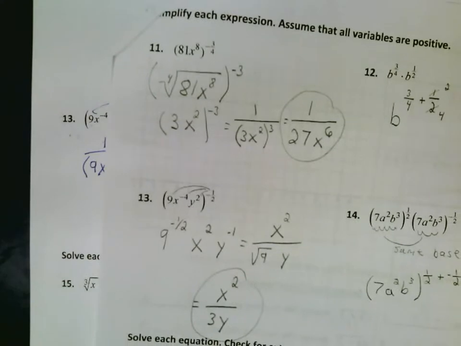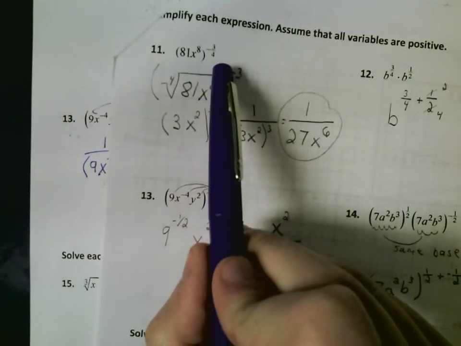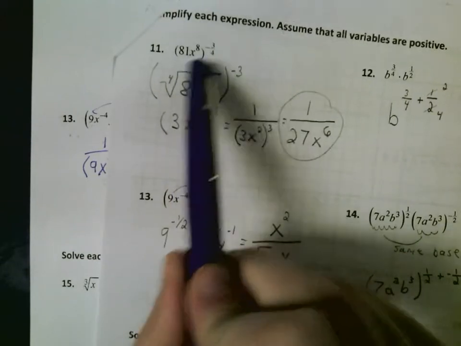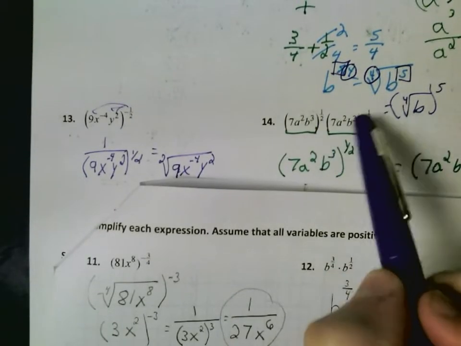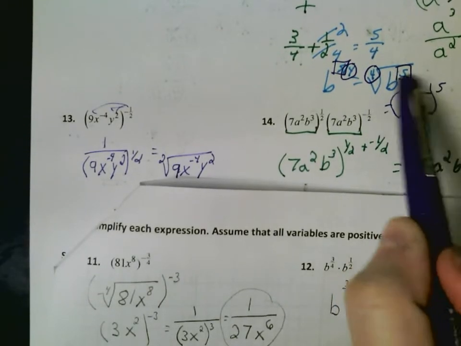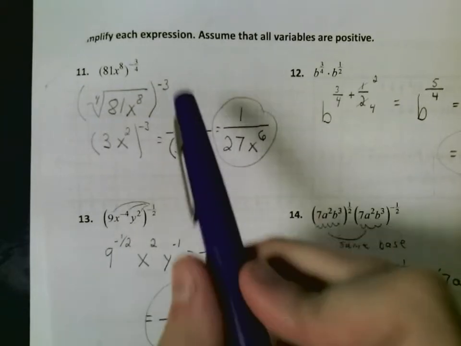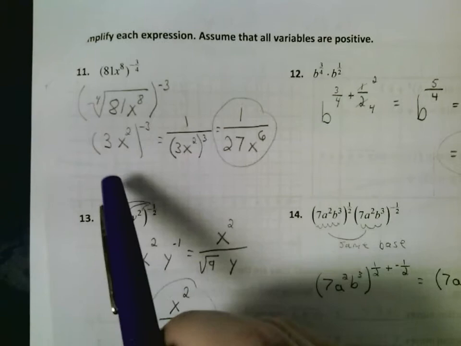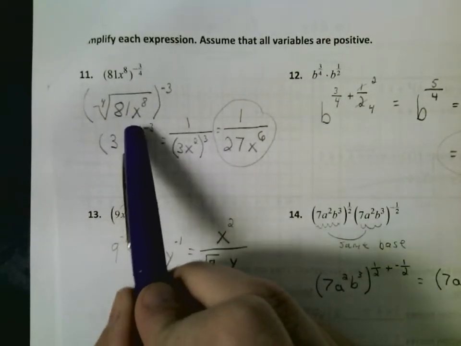Number 11, if you go ahead and take a look at number 11, I first rewrote it. I left the negative there, but I took that 4 and I made it a house. And then like I said over here, that 5 can be inside or outside, doesn't really make a difference. So in this particular one, I chose to put it on the outside. That way I could focus on just the 4th root. The 4th root of 81 became 3, and the 4th root of x to the 8th becomes x squared.